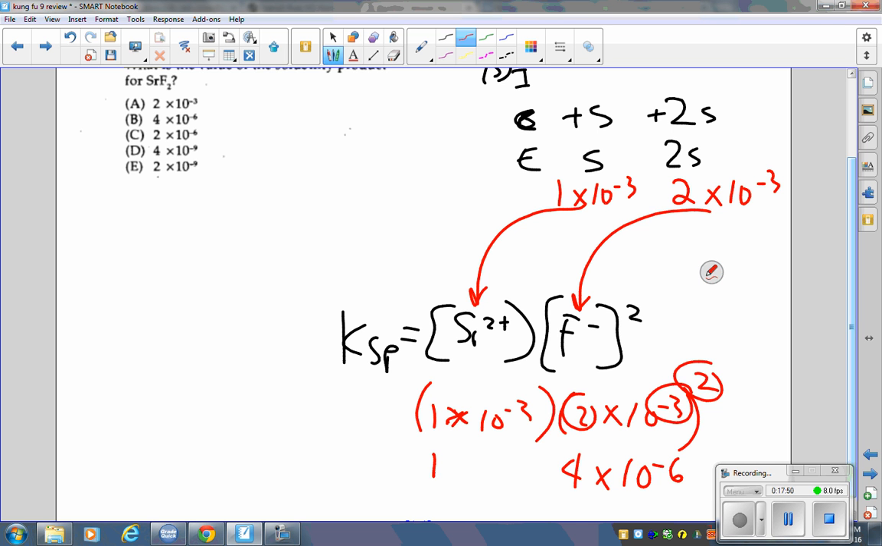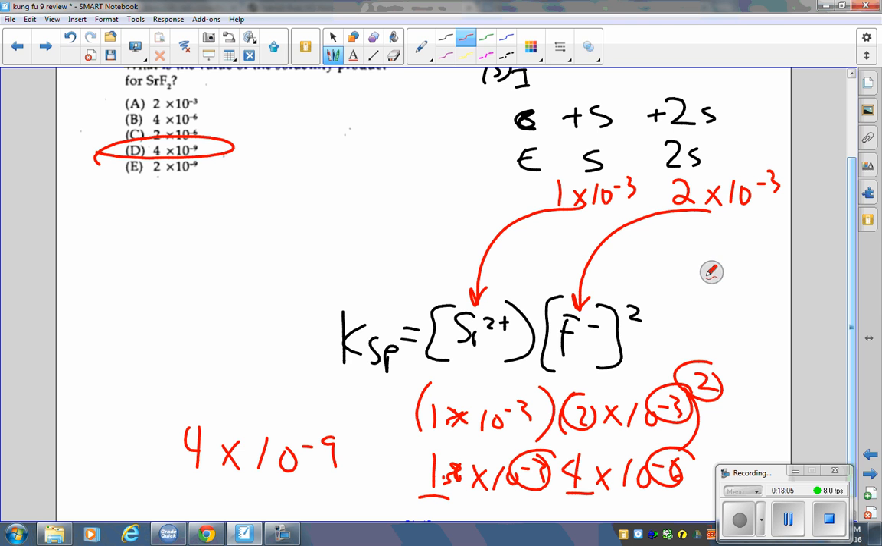Then I'm going to just do this. When I multiply, 1 times 4 is going to be 4. Negative 3 plus a negative 6 is going to be 4 times 10 to the negative 9th would be my KSP value. So you can use scientific notation. It will be very friendly. You can use scientific notation to solve that problem on the AP exam.